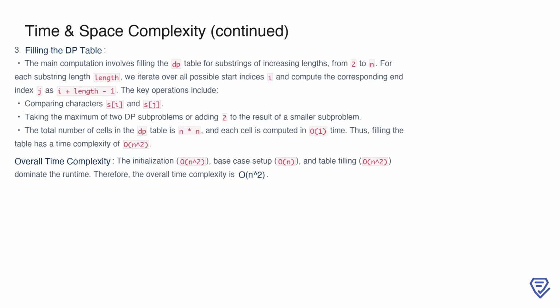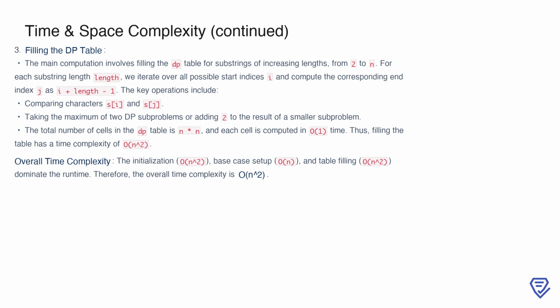The next part of the algorithm involves filling the dp table for substrings of increasing lengths, starting from length 2 and incrementing up to n. For each substring length, we iterate over all possible starting indices i. The ending index j is determined by the formula i plus length minus 1. At each step, we compare the characters at positions i and j. If they match, we add 2 to the value of a smaller subproblem, which is dp[i+1][j-1]. Otherwise, we take the maximum of 2 other subproblems, dp[i+1][j] and dp[i][j-1].